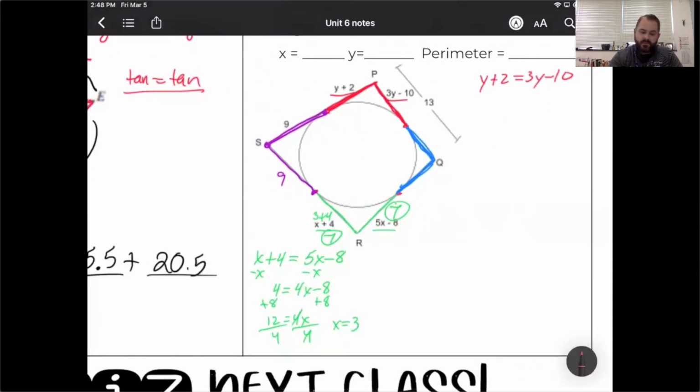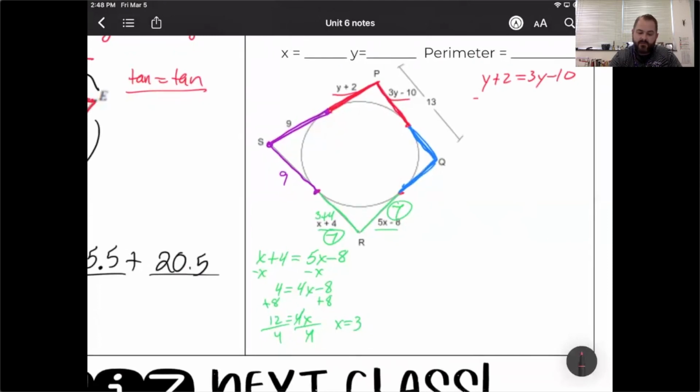All right, so we subtract the y from both sides, then add the 10 to both sides. Okay, then we divide by 2. And so y is 6. Okay, but I want to plug that back in. 6 plus 2 equals 8. So both of these sides are 8.